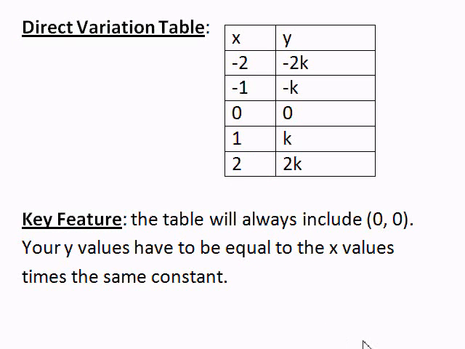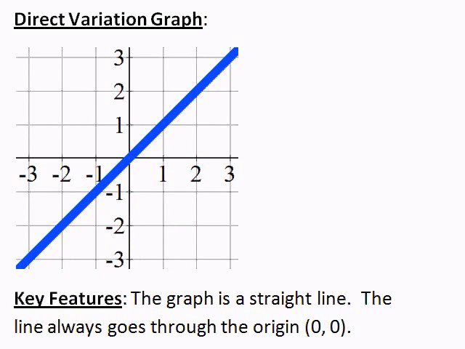Looking at direct variation as a table, notice we take the x values and we multiply them by k every single time, whatever the k happens to be. The key features of the table is that the table will always include 0, 0. Also, your y values have to be equal to the x values times the same constant. In other words, k has to be the same number every single time. As a graph, y varies directly as x, or y varies directly with x, if when you graph the equation you end up with a straight line that goes through the origin, or 0, 0.